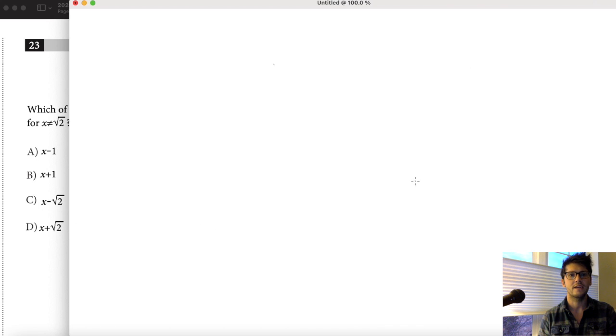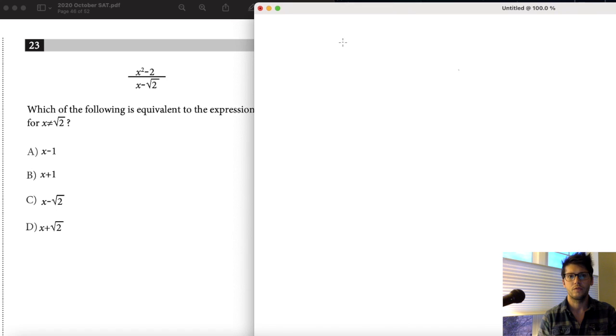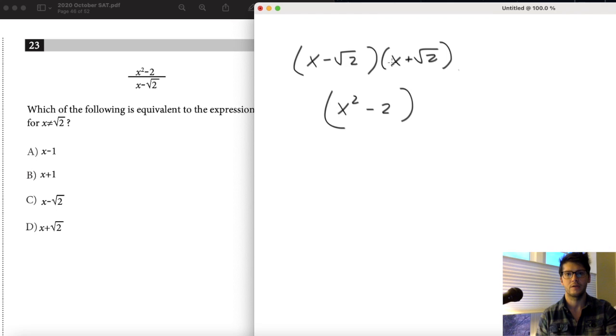Let me show you a different way to arrive at the same place. If you recognize the top as a difference of squares, that is sort of the reverse of what we just did: x minus root 2 times x plus root 2, in order to get rid of the radical in the denominator. Well, I can see this is equal to x squared minus 2. That's a difference of squares. These things multiply to be this, right? We'll do it out again just to be clear.